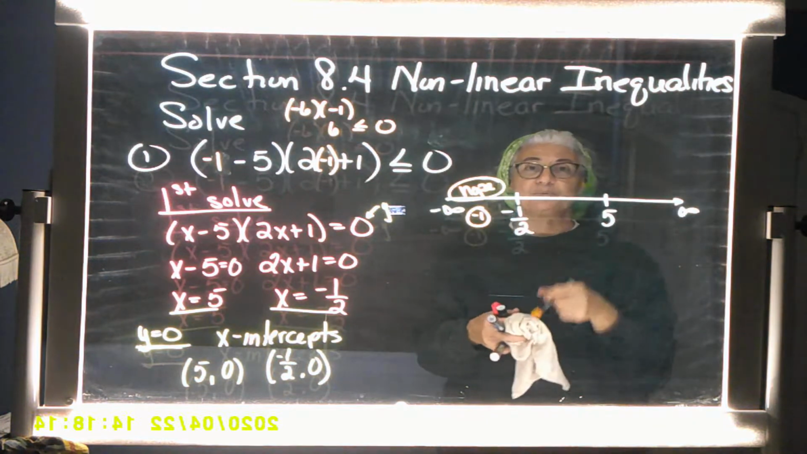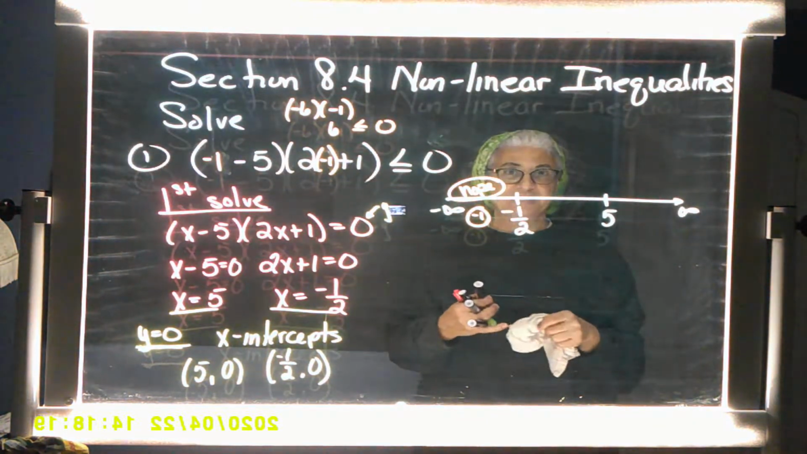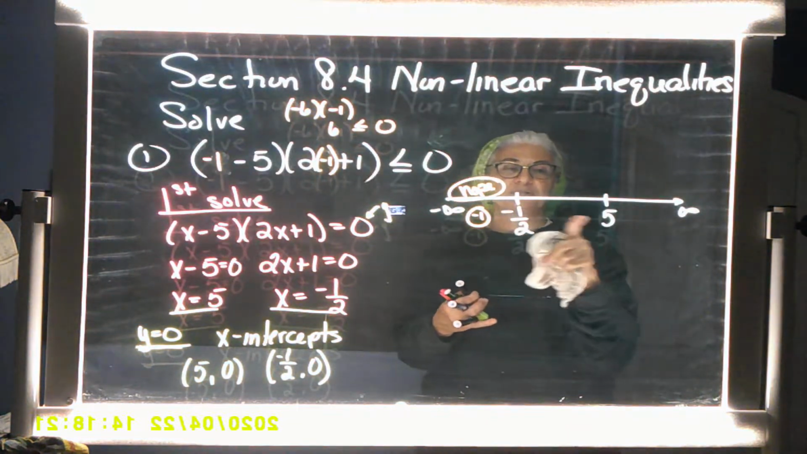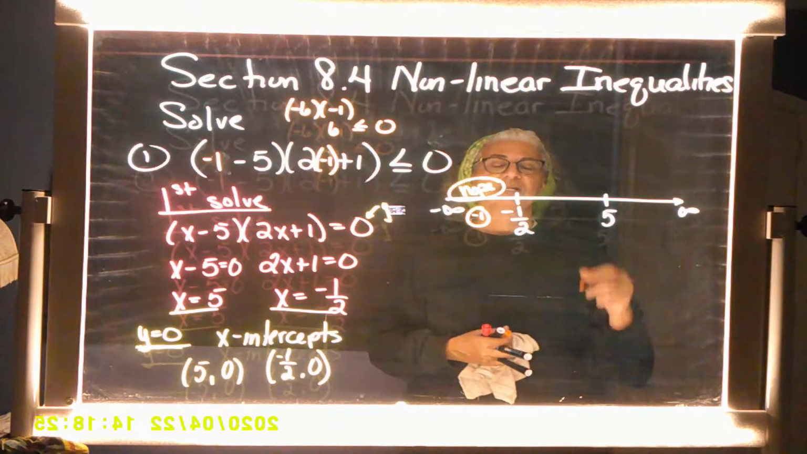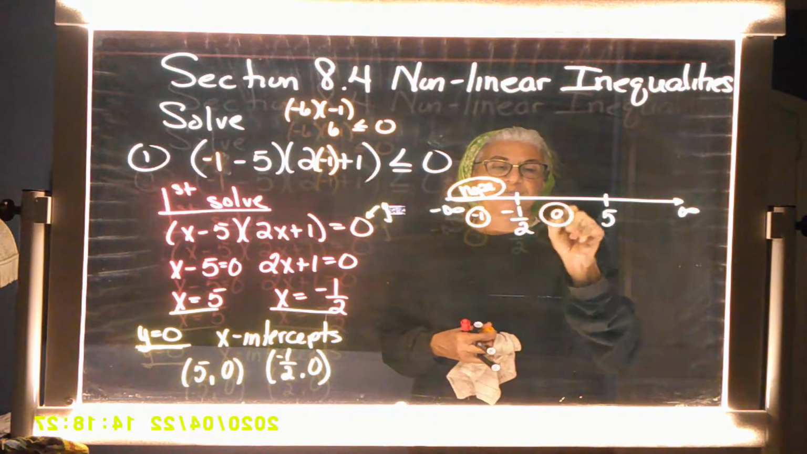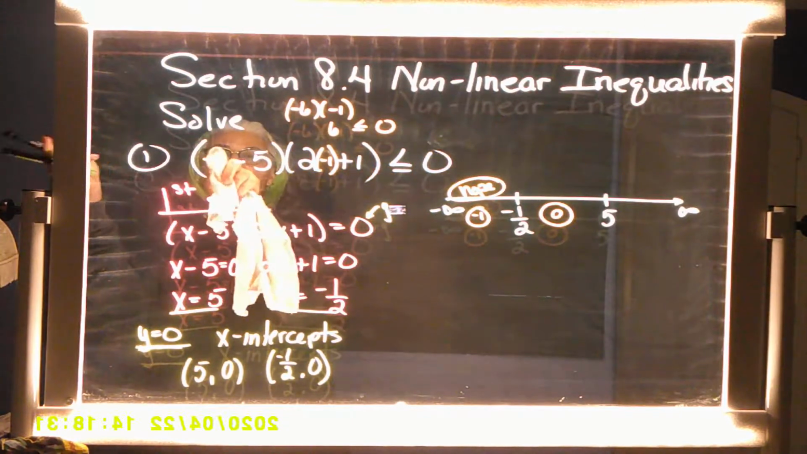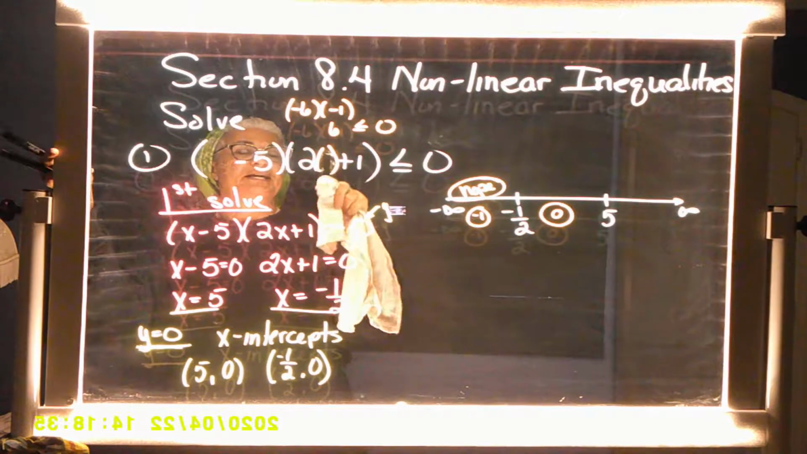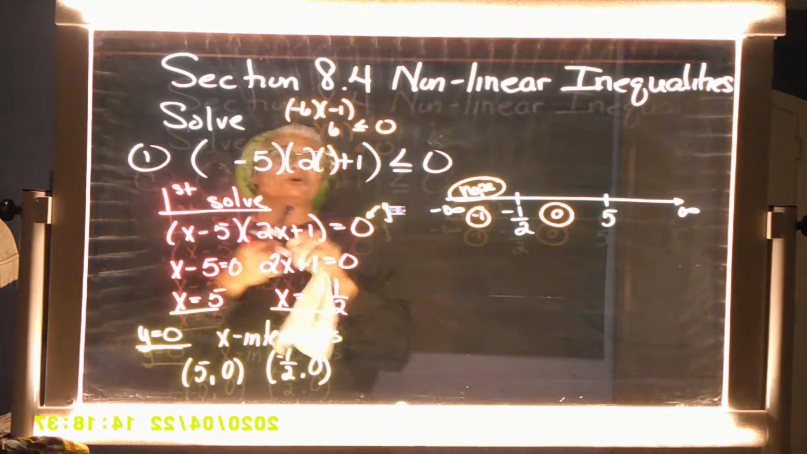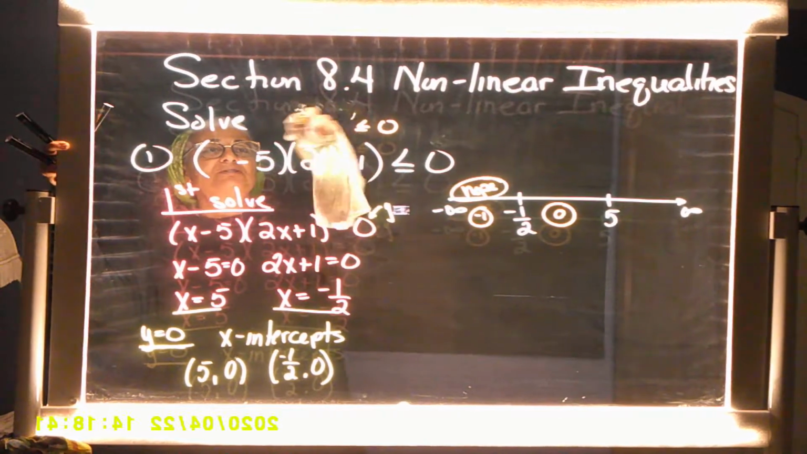Okay, I have 2 more intervals to try, so let's check it out. We're going to do the exact same thing. We're going to take a number in between negative 1/2 and 5. What's the easiest number? Good, 0. So I'm now going to take 0 and I'm going to substitute 0 into this original problem. And I am going to see if my result is less than or equal to 0.